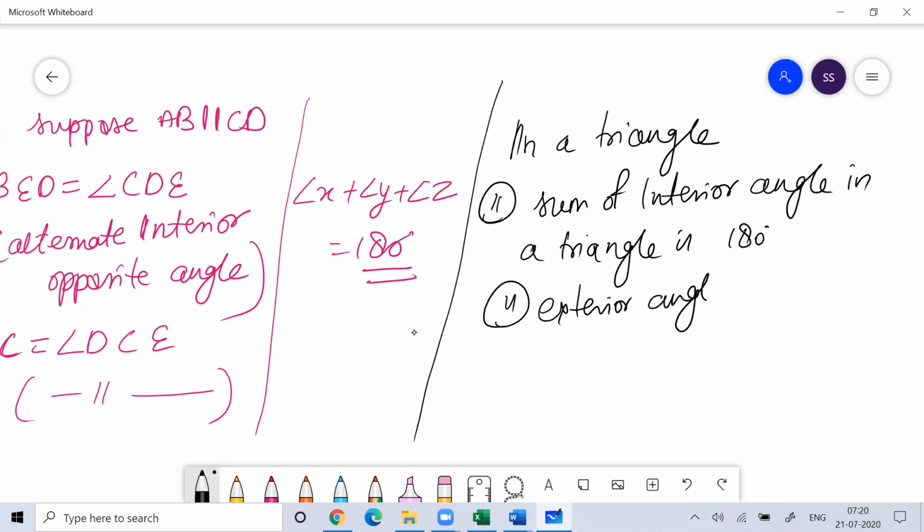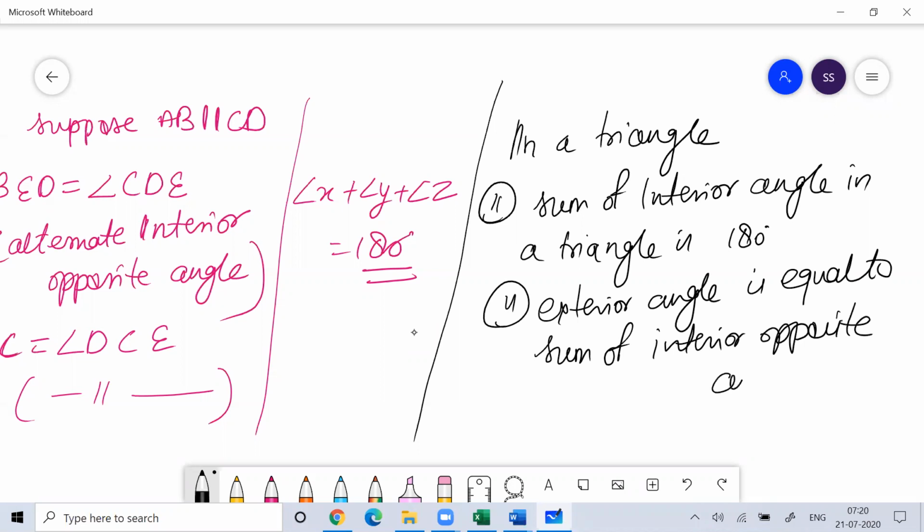Next, you should know that the exterior angle is equal to the sum of the interior opposite angles.